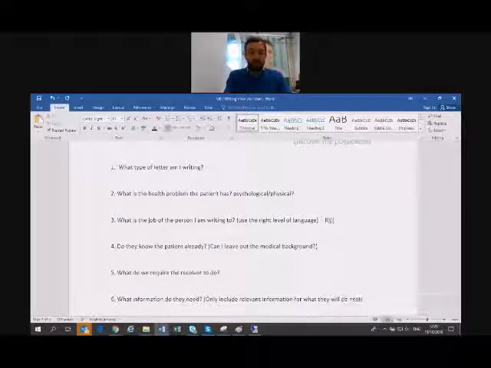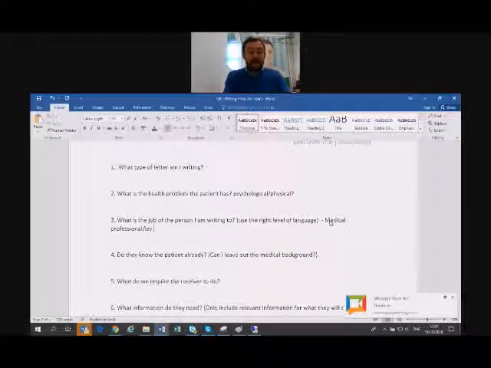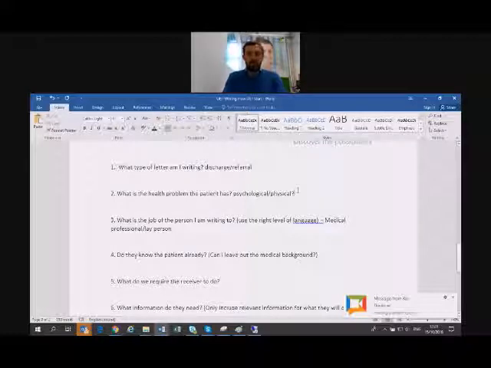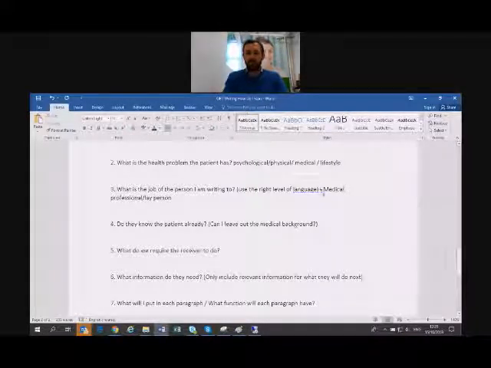Is this going to be a nurse? Is this going to be a medical professional? Or a lay person, as we call them? Is this going to be a discharge or a referral? Is it going to be psychological? Is it going to be physical? Is it going to be medical? Or is it going to be lifestyle? You know, sometimes it's just a case of making suggestions to people.